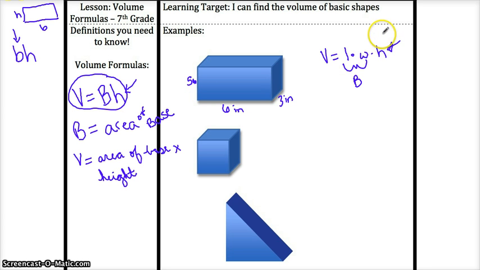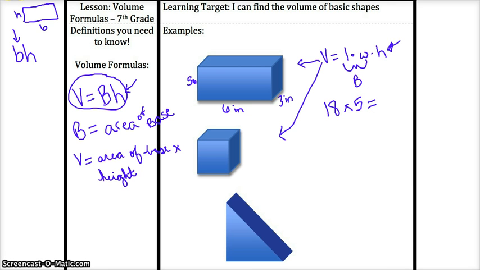If you feel ambitious and want to memorize 2 formulas, you can do volume equals length times width times height, and that's for rectangular prisms and for cubes, but not for triangular prisms. Okay? So the area of the base is going to be this bottom piece. It's 6 times 3, and 6 times 3 is 18. And then my height, because volume equals area of base times height, is 5. So 18 times 5.